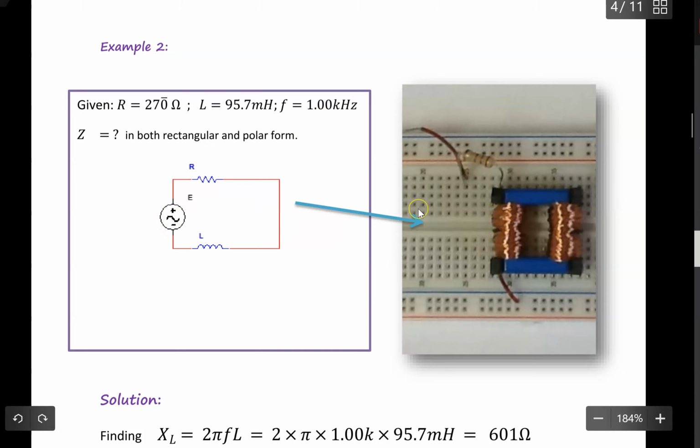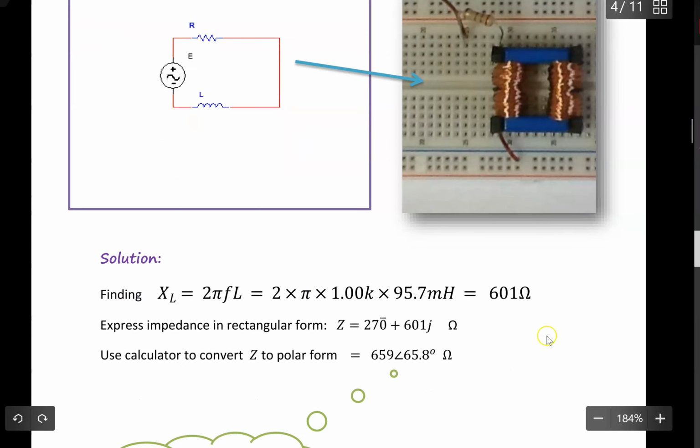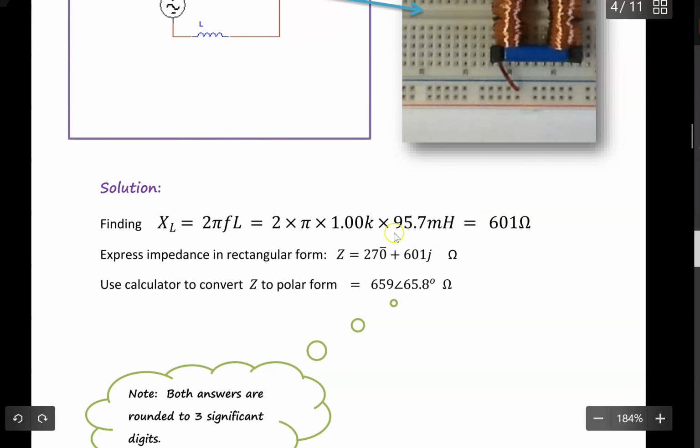So from this, I can calculate the inductive reactance using the formula 2 times pi times the frequency generated at the source and the value of my inductor as 95.7 millihenry. So plug this into your calculator using your engineering notation. Show the kilo here, the milli here. I have the answer as 601 ohms.